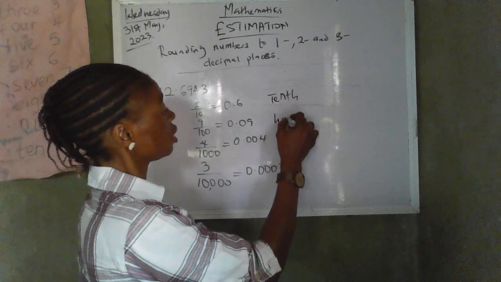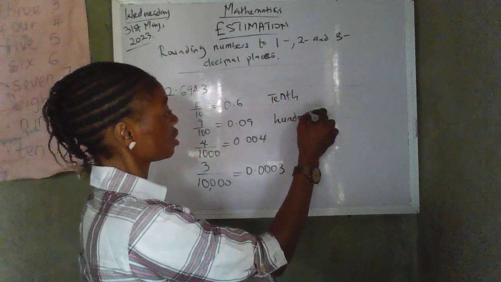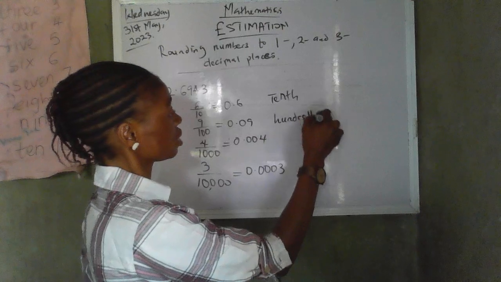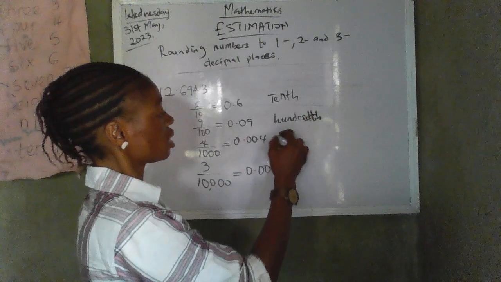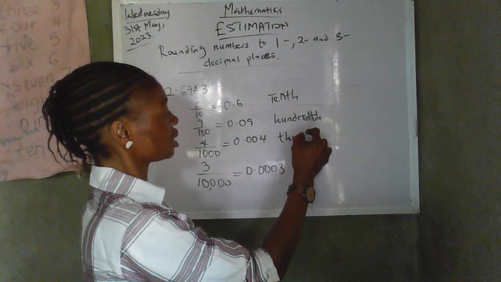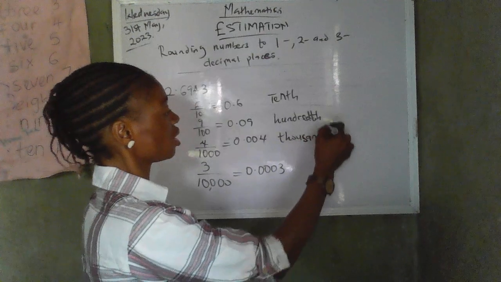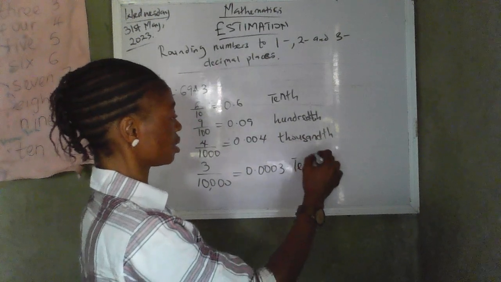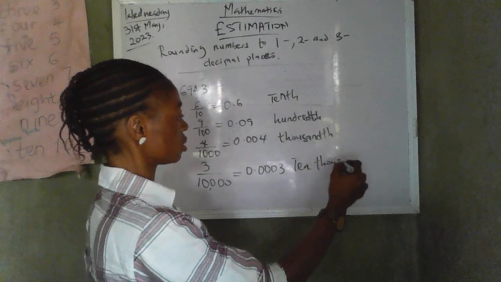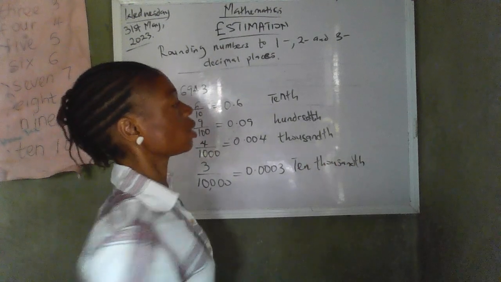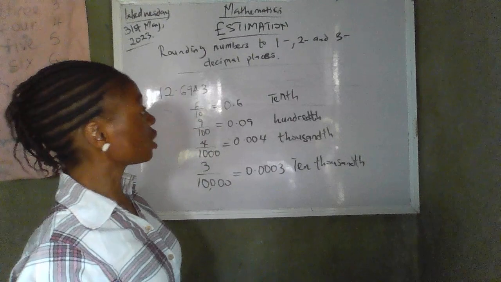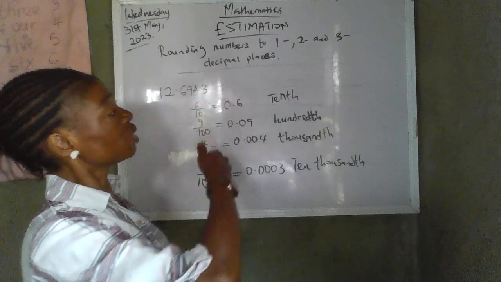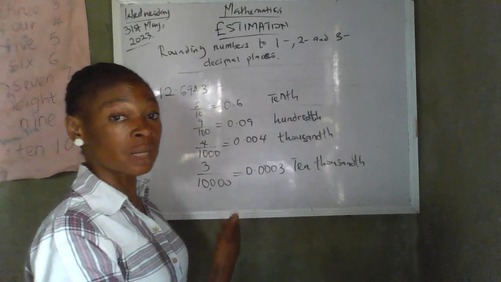So here the place value is tenth. Here you have hundredth. Here thousandth, that's thousand with the th at the back behind it. And this one, ten-thousandth. So we've quickly run through the place values of decimal numbers.